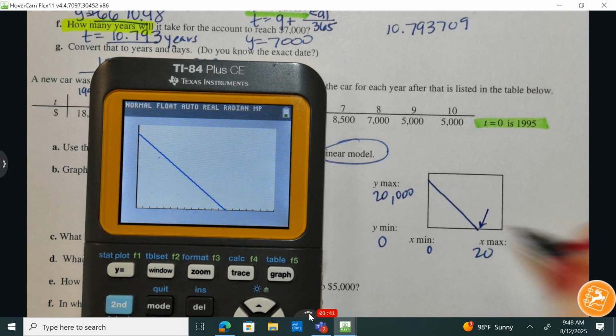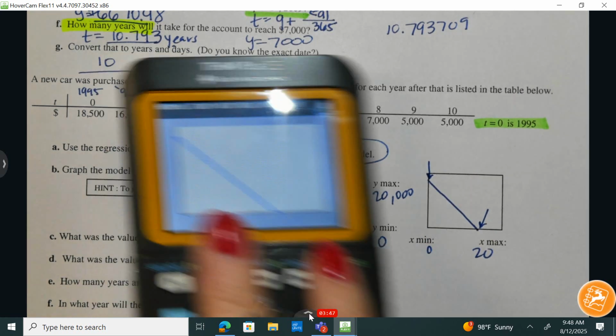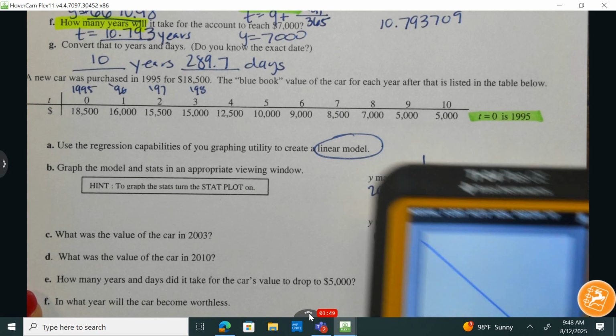By the way, this is when the car is not worth anything. It's now worth 0. And this is the initial or the most it's worth when it's brand new. We are ready. Okay, are you ready?